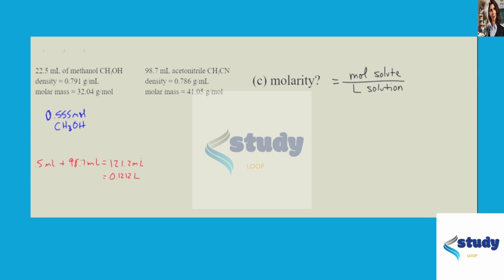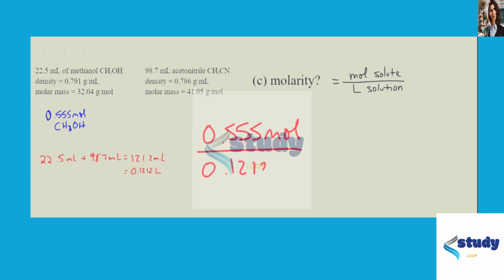And so we're going to divide these two quantities. First, the 0.555 moles divided by 0.1212 liters. That will give us a molarity of 4.58. Now, moles over liters is abbreviated with a capital M. Molality had a lowercase m. Molarity here has an uppercase M. That stands for molar, and this is 4.58 molar methanol is the concentration.